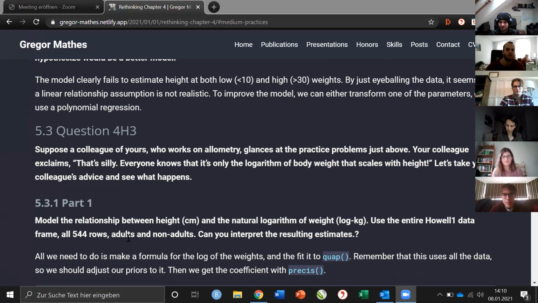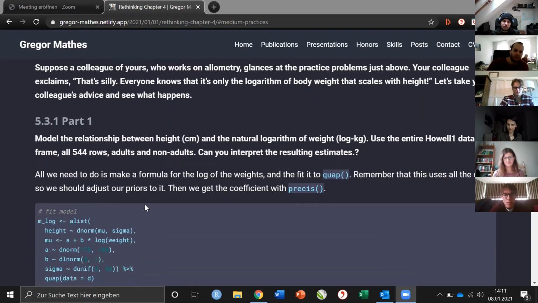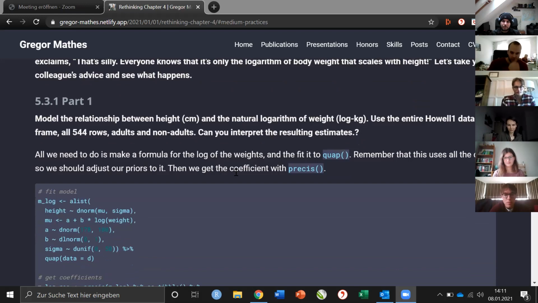Suppose a colleague of yours who works on anthropometry glances at the practice problems just above. Your colleague exclaims, "That's silly. Everyone knows that it's only the logarithm of body weight that scales with the height." So let's take your colleague's advice and see what happens. That's, well, basically what we just discussed previously.